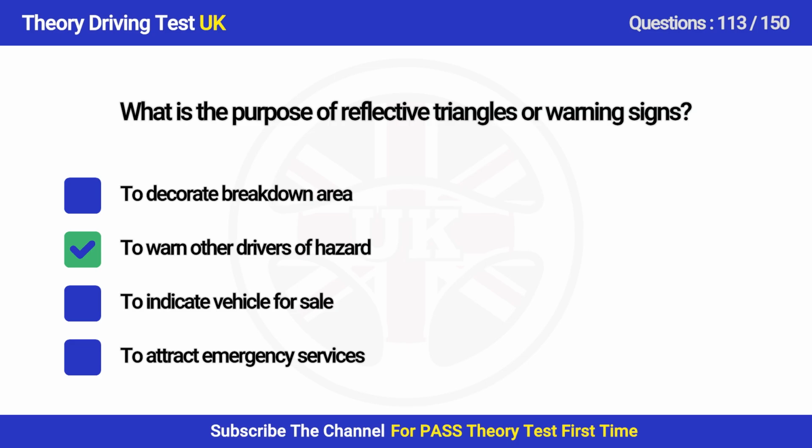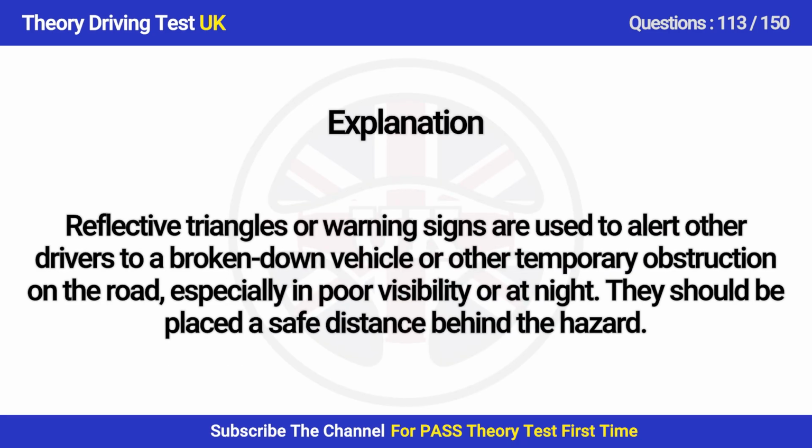Answer is B. To warn other drivers of hazard. Reflective triangles or warning signs are used to alert other drivers to a broken down vehicle or other temporary obstruction on the road, especially in poor visibility or at night. They should be placed a safe distance behind the hazard.